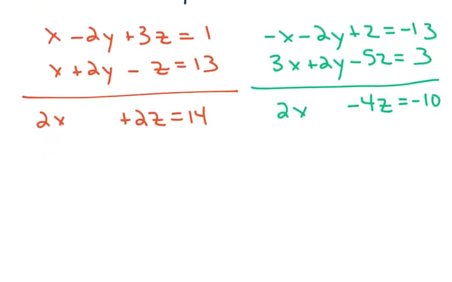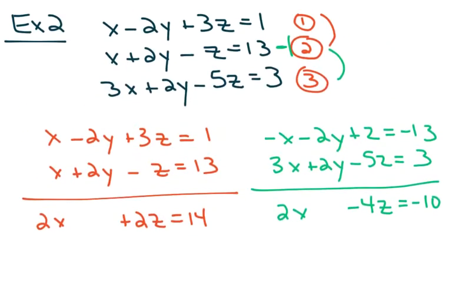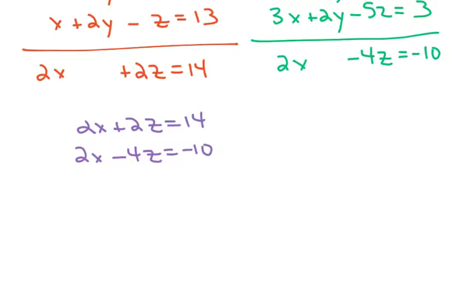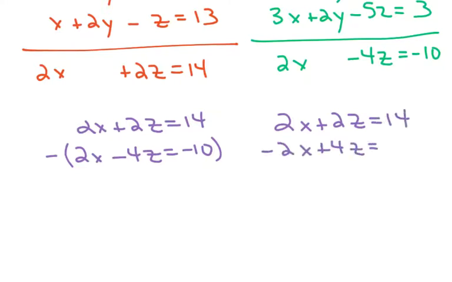I take these 2 new equations, and I'm going to solve that system like I solve any other system, and figure out what x and z are, and then once I know x and z, I can plug those back into one of these 3 original equations to find y. So my new system is 2x plus 2z equals 14, and 2x minus 4z equals negative 10. The easiest way to solve this system is to multiply one of the equations by negative 1. I'll multiply the second one. And then my x's will be opposites, so negative 2x plus 4z is equal to positive 10.